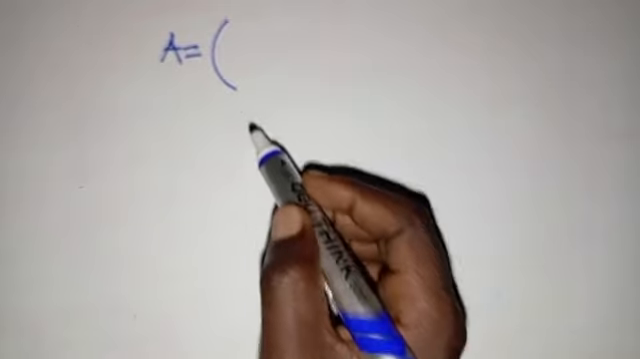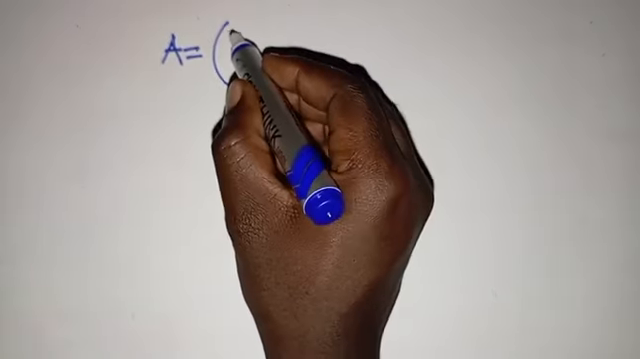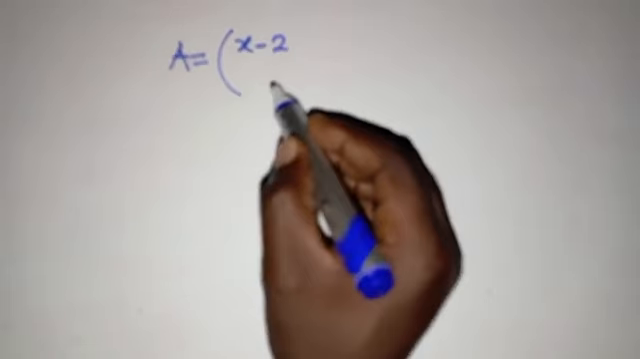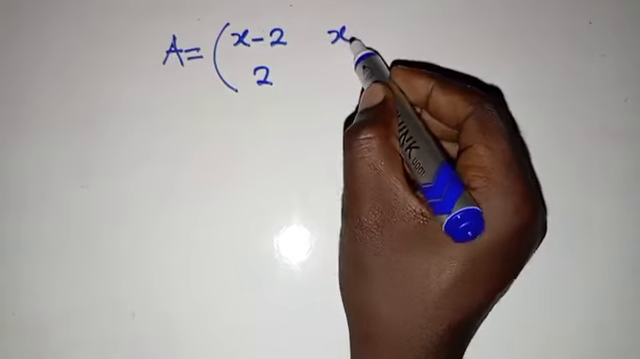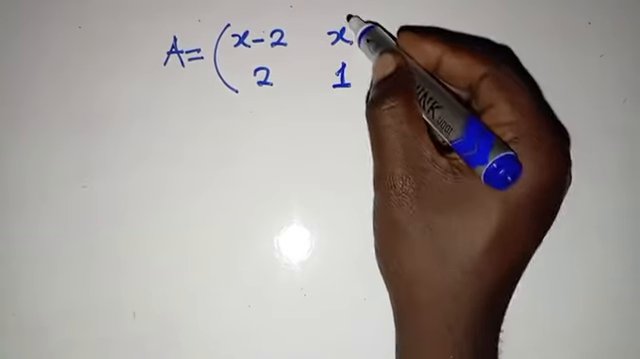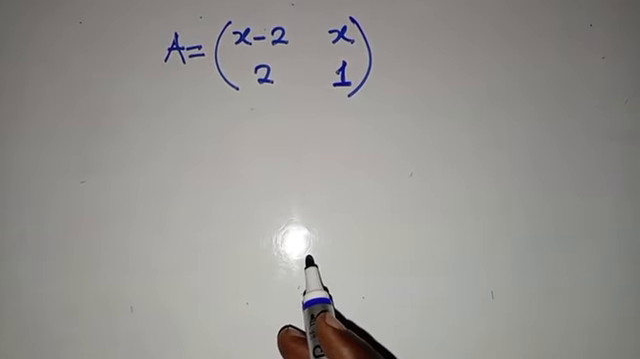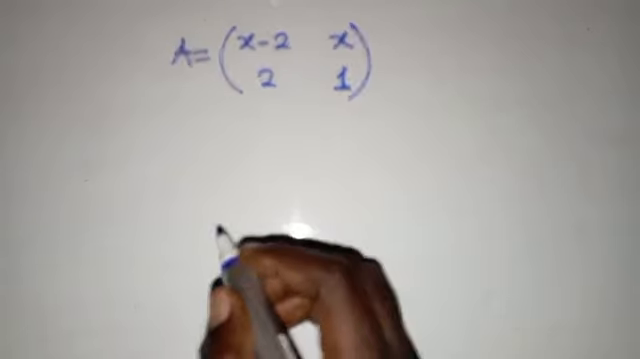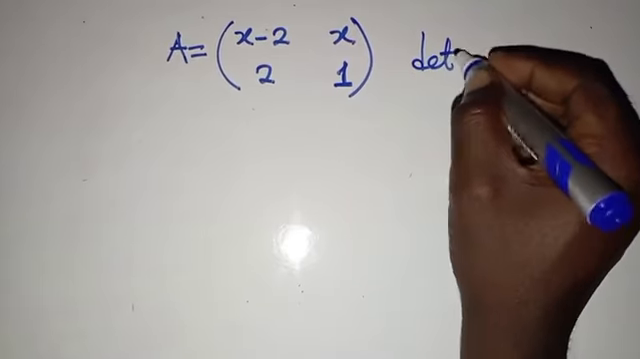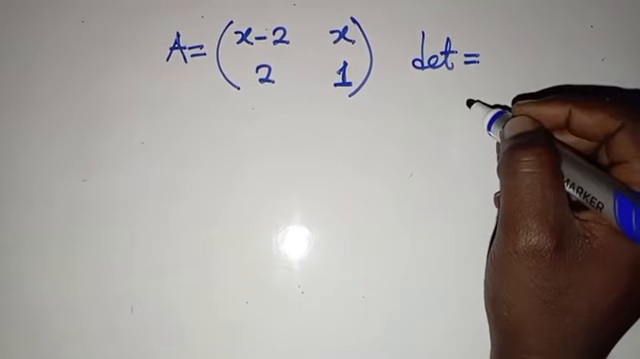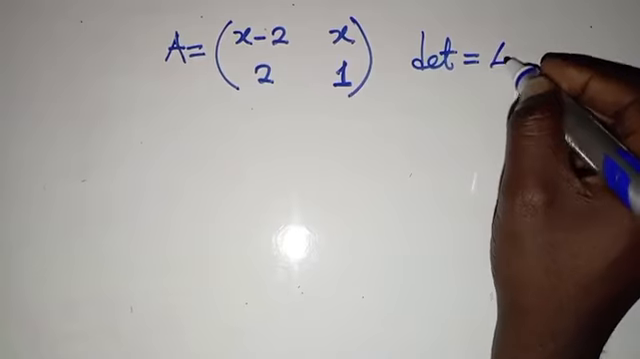So you are given that matrix: x minus 2 in the top row, and 2 and 1 in the bottom row, like this. They are telling you that the determinant of this particular matrix is 4.